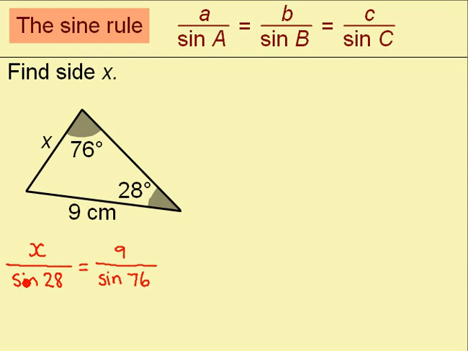To get the answer, I need to rearrange this to make x the subject. So what I'm going to do is multiply both sides by sine 28. So I get 9 times sine 28 over sine 76. It's now just a case of using my calculator correctly to get this answer. You'll notice that in this question I'm not told how many decimal places or significant figures to round my answer to, so I'm just going to round it off to 3 significant figures. I get 4.35. Now what I found is the length of a side, so the units for it must be centimetres.